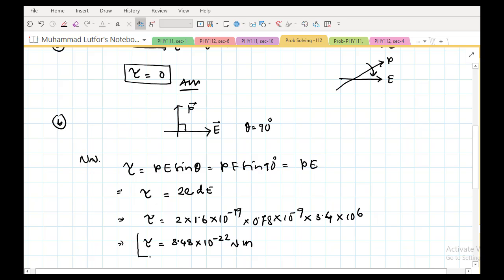That should be the torque. This will be the torque in that case. So this is your answer number 2.